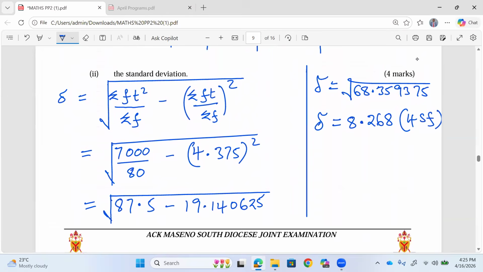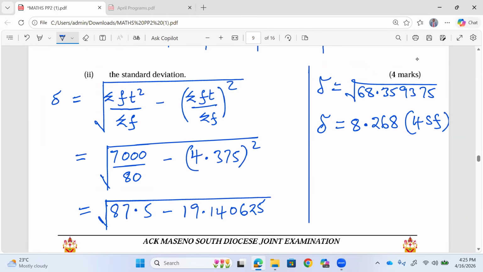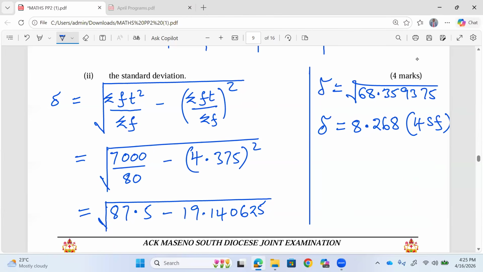So that is now the working out of standard deviation for grouped data, statistics 2, form 4 mathematics.